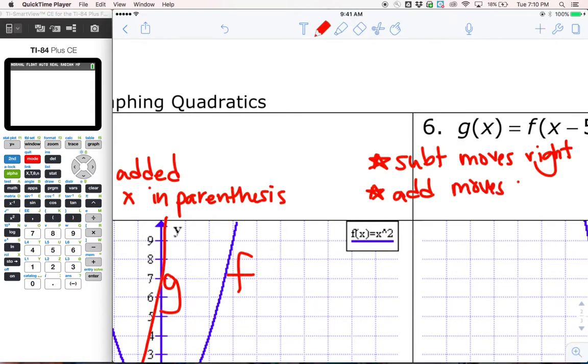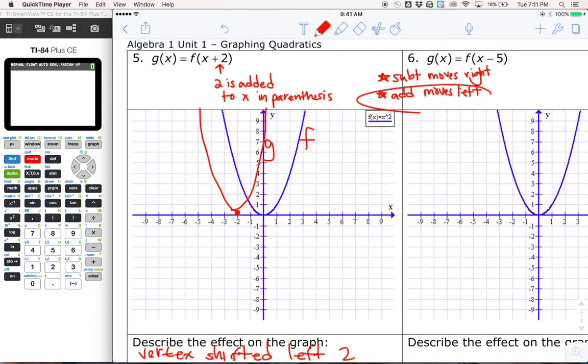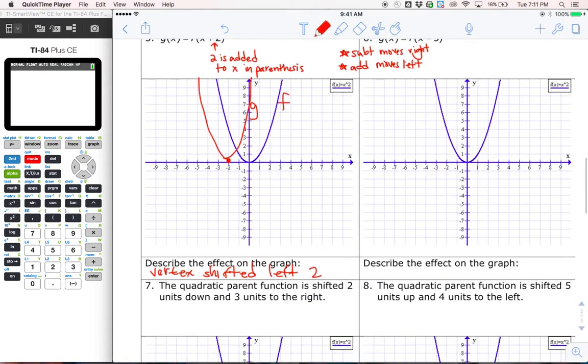Probably going to move us left, right? It's probably going to move us left. All right. Actually, this is the one we just saw, right? We added 2 and it moved us left. So let's take another second. Let's look at the next one.